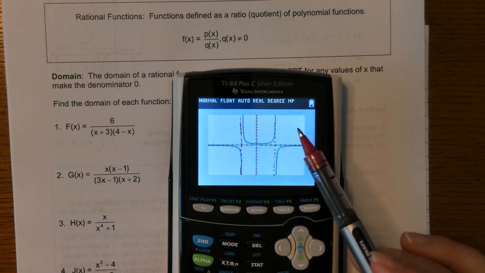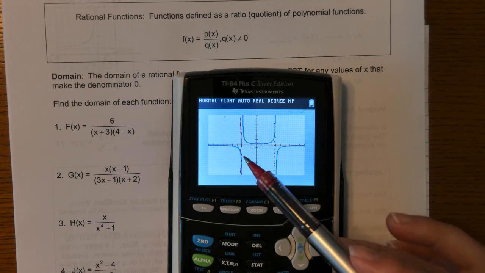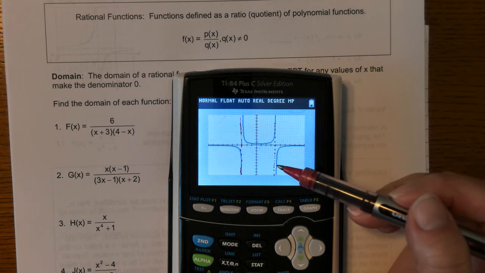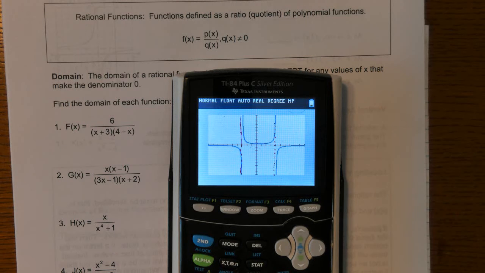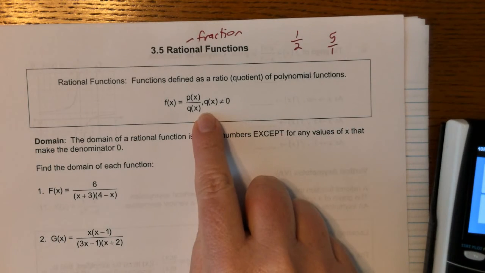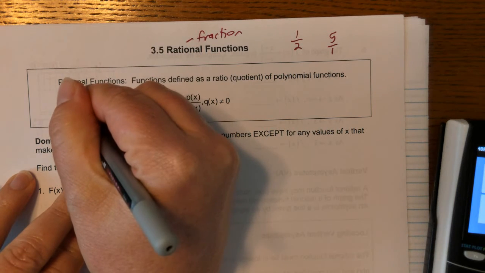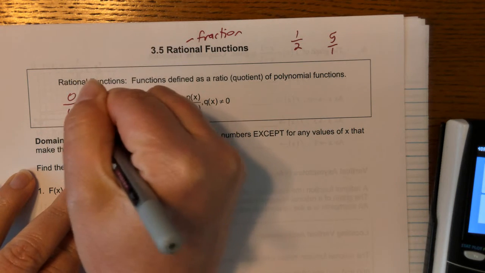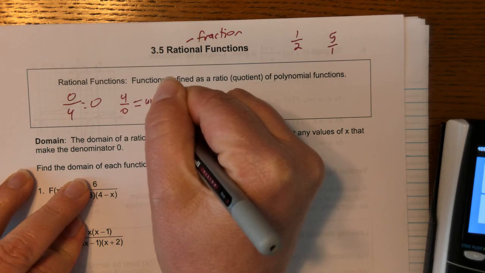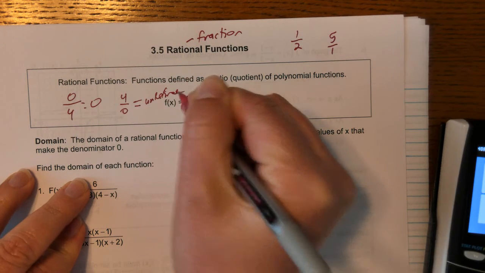Now, I wonder if we could have predicted that -3 and +4 were going to be the problem areas where this graph didn't exist before we ever graphed it in our calculator. And the answer is yes, we could have known that. Remember how we said the denominator could not be 0? Because you can't divide by 0. 0 divided by 4, well, that's 0. But 4 divided by 0, can't do it. Undefined. You cannot divide by 0.